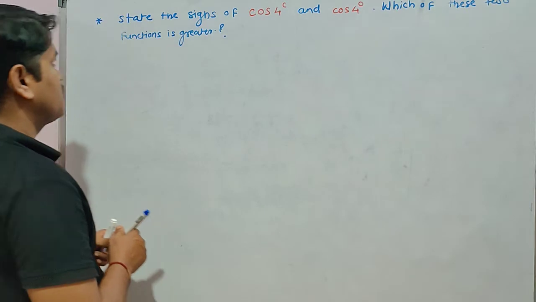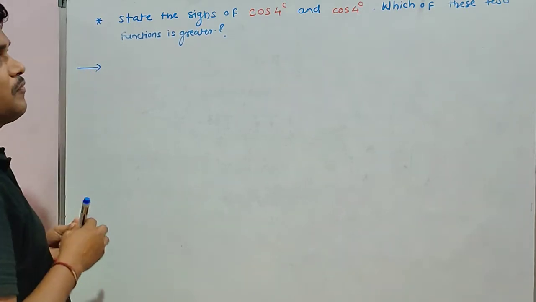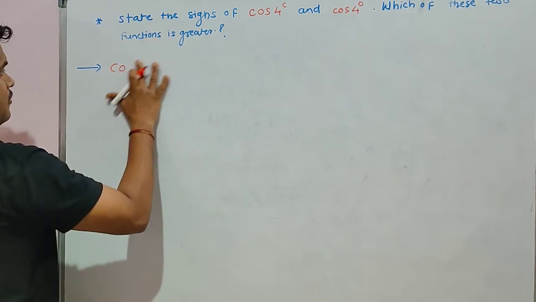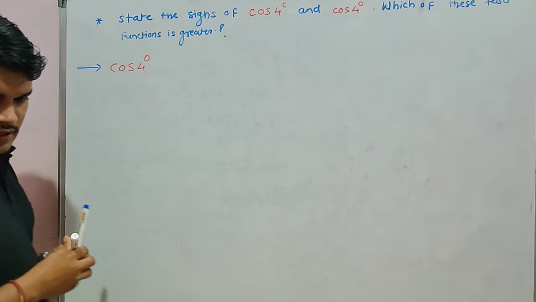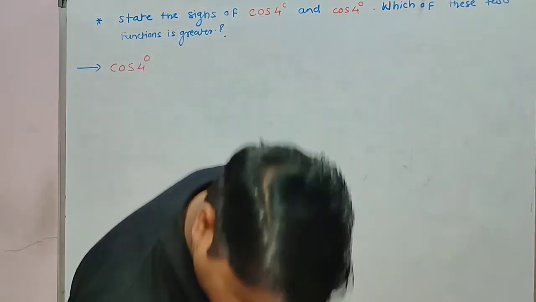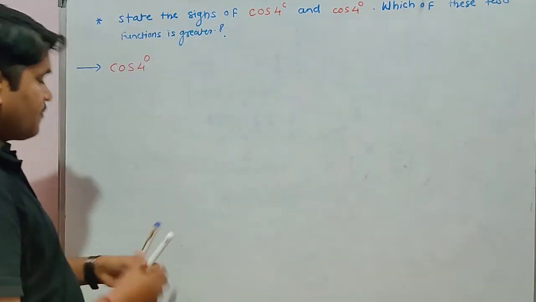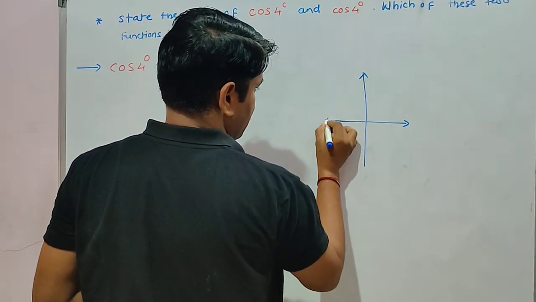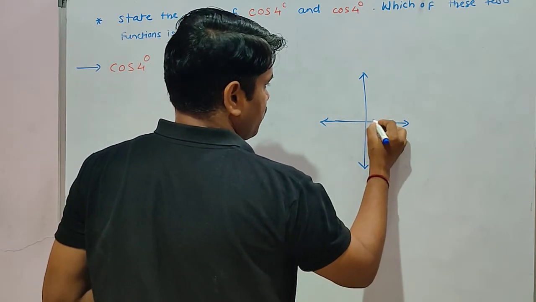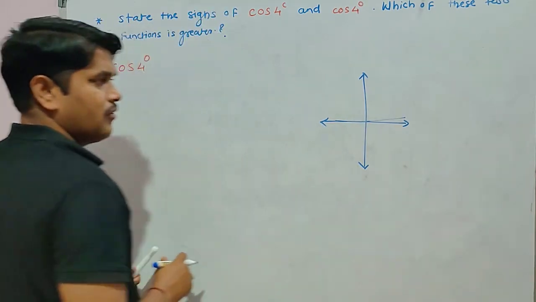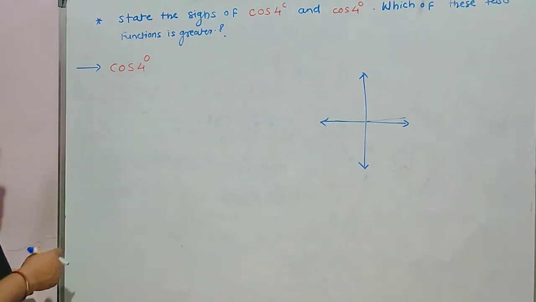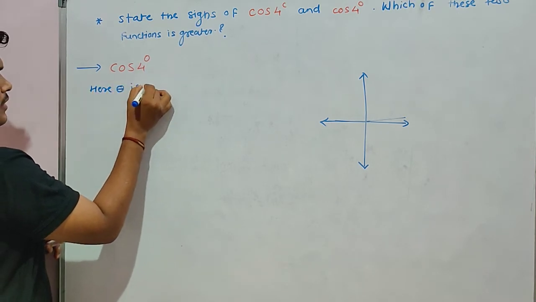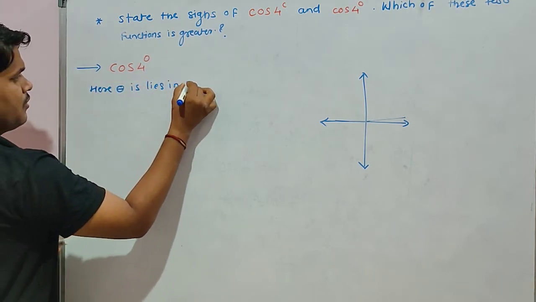Okay. So first we take cos 4, that is cos 4 degree. What does cos 4 mean? Suppose we consider this rectangular coordinate system. Here 4 degree is maybe here. So in which quadrant does it lie? First quadrant. So we can write theta lies in the first quadrant.